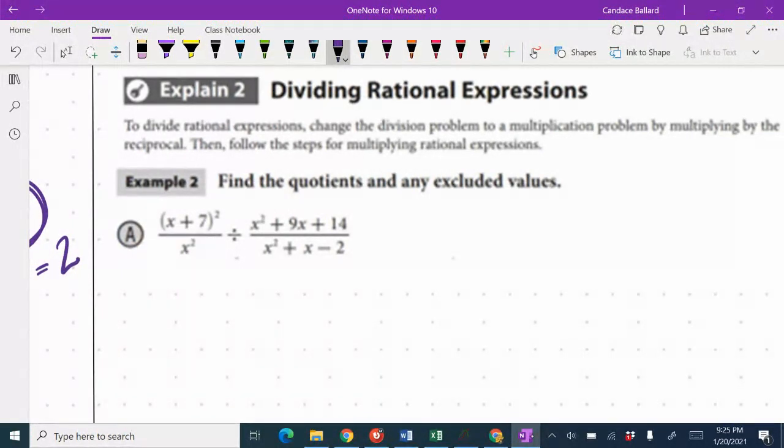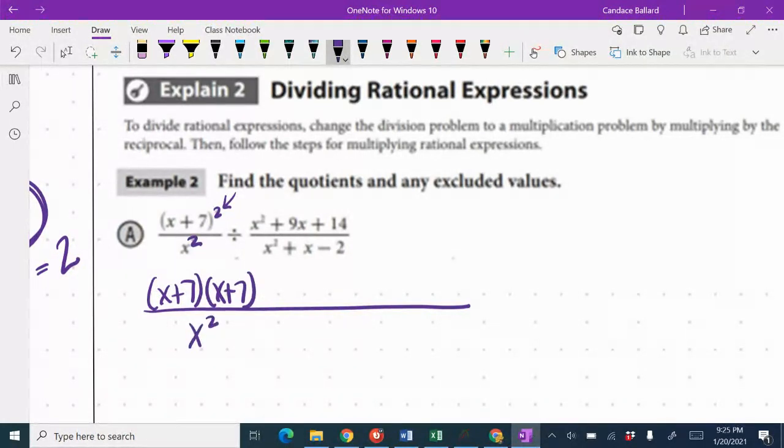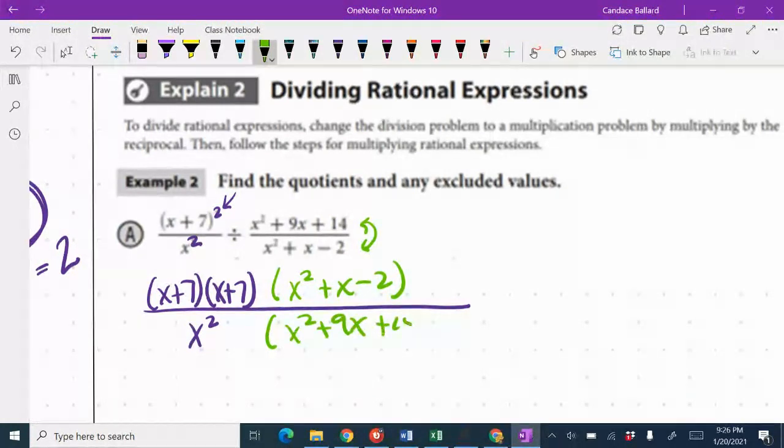When I do that process, just like with multiplication, it becomes a simplifying problem, so I am going to write it over one fraction bar just to save some steps. I notice that that's a squared, so I'm going to choose to write it twice. And then I'm going to write down the x squared here. For the other part, I'm going to switch the location. The numerator goes to the bottom, the denominator goes to the top. So I would get x squared plus x minus 2, and then x squared plus 9x plus 14.